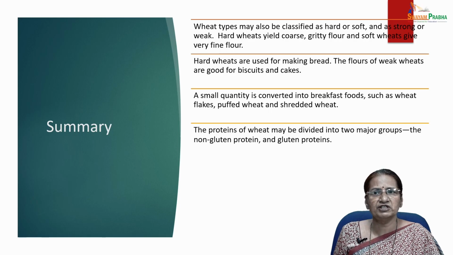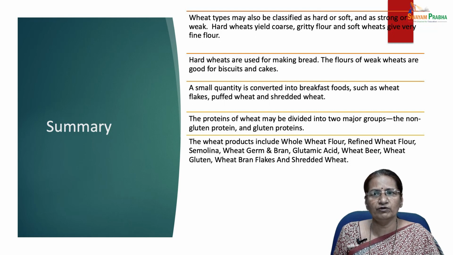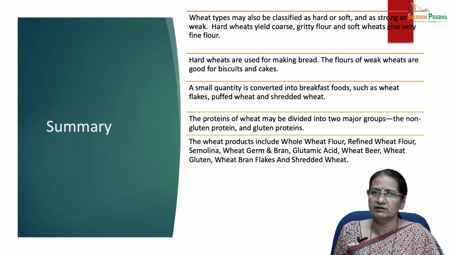The proteins of wheat may be divided into two major groups, the non-gluten proteins and gluten proteins. The wheat products include whole wheat flour, refined wheat flour, semolina, wheat germ and bran, glutamic acid, wheat beer, wheat gluten, wheat bran flakes, and shredded wheat.